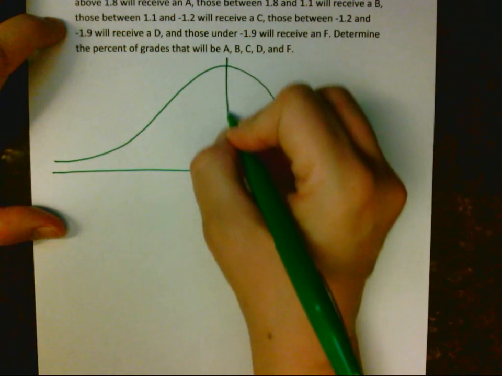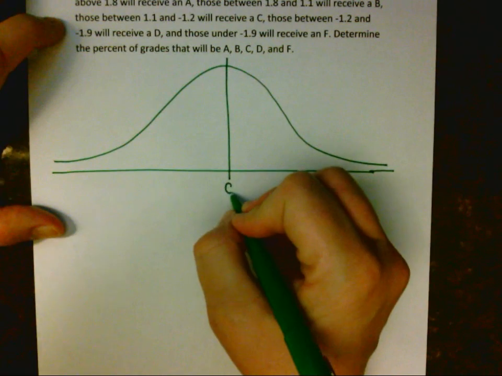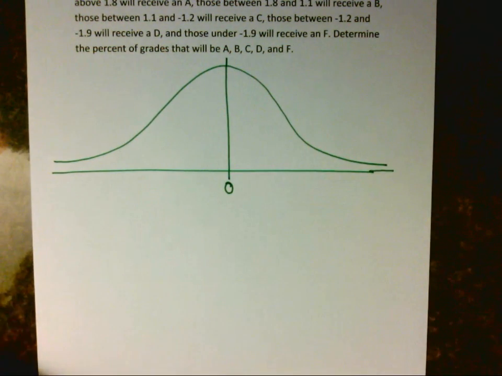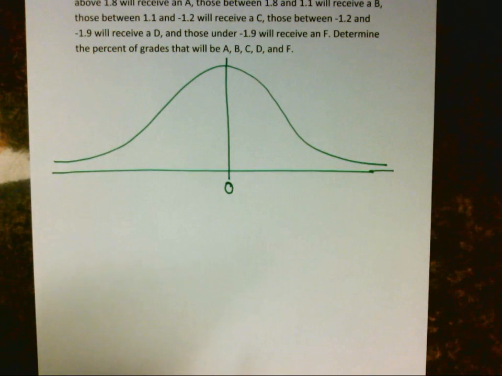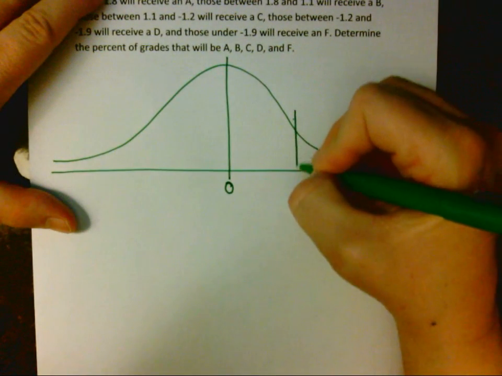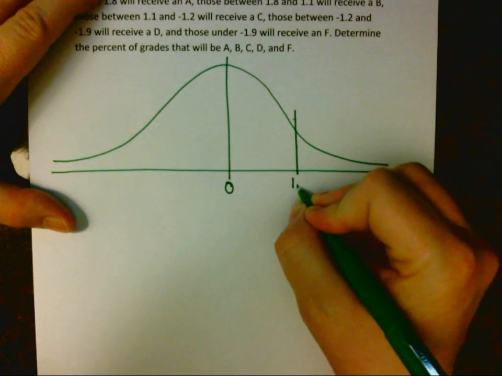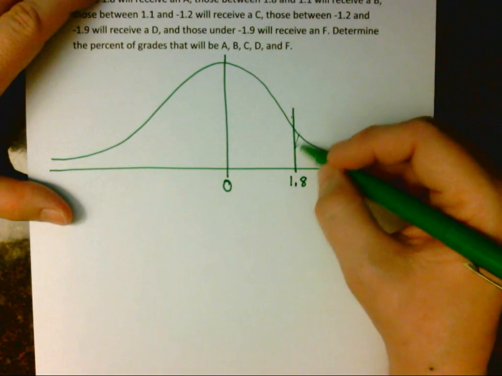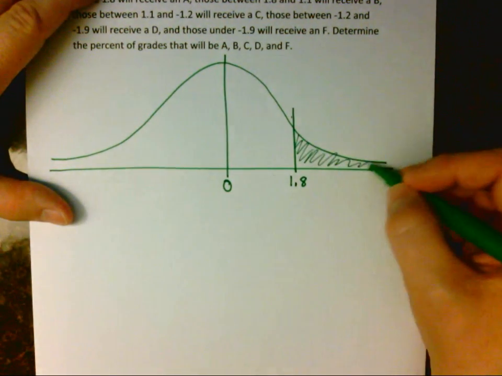We're talking about Z-scores now, and Z of 0 is right in the middle because it is no deviations from the average. Now, the first thing they tell us is those with a Z-score above a 1.8. Okay, we don't really care where 1.8 is. Just put it on your graph right here, and we'll call this a 1.8. Those with Z-scores above this will receive an A.